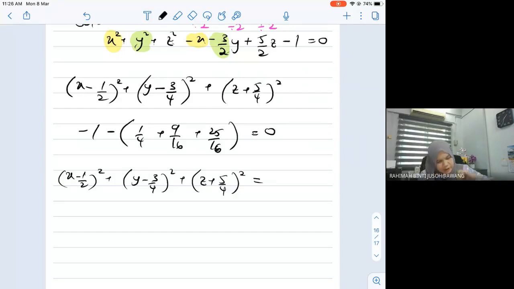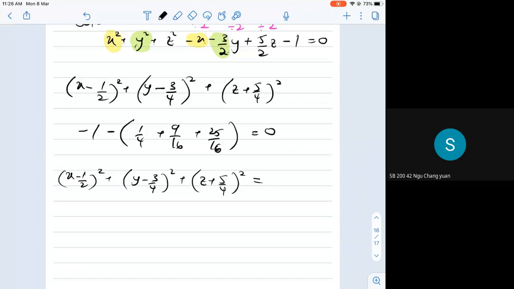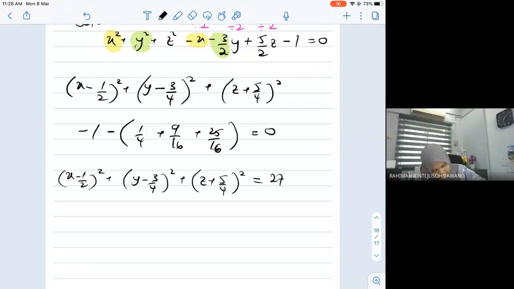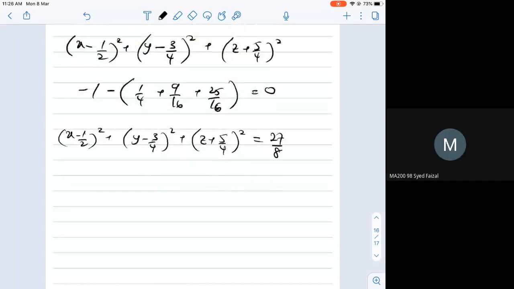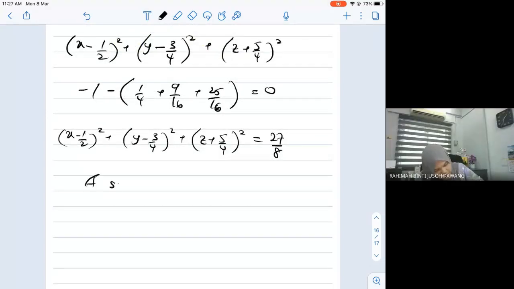What did you get, guys? Equal to what? Negative, positive? I think it should be positive, isn't it? How much did you get, roughly? 27/8. Everyone got this? Got it. Yes, okay, good. So, yes, this is a sphere.